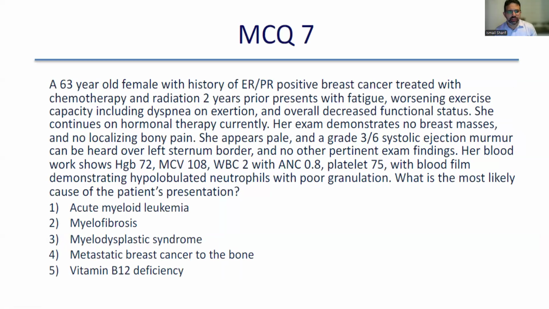Now, let's move on to another question to introduce the next topic that we will review together. A 63-year-old female with a history of ER/PR positive breast cancer treated with chemotherapy. So a patient had chemotherapy before, and radiation, 2 years prior. She presents with fatigue, worsening exercise capacity, including dyspnea on exertion, and overall decreased functional status.